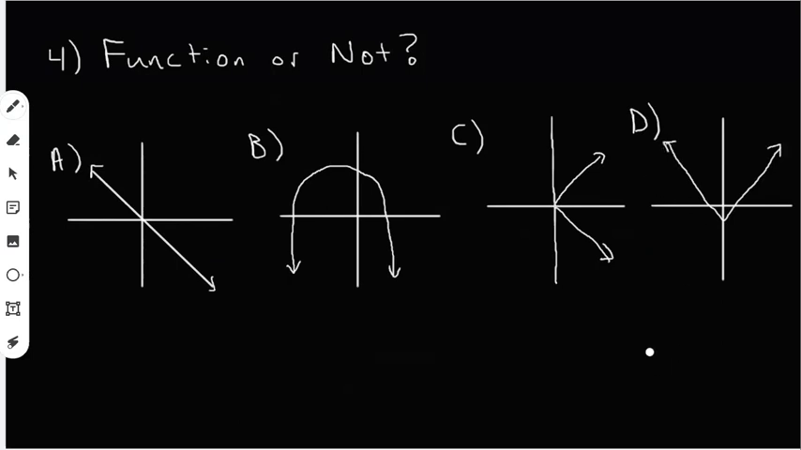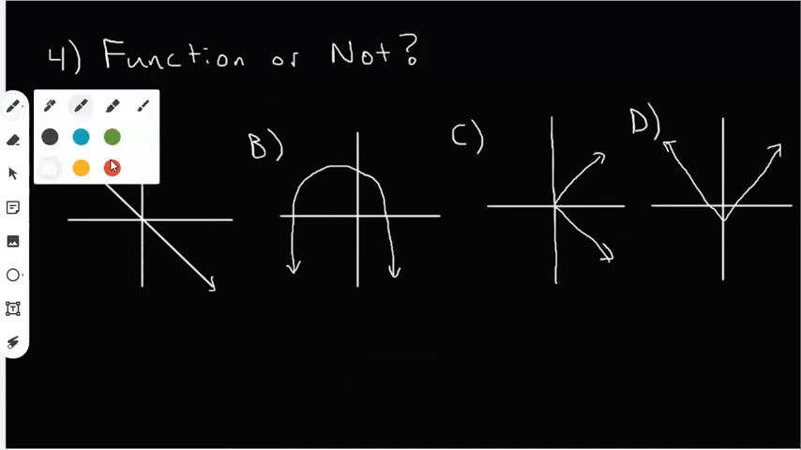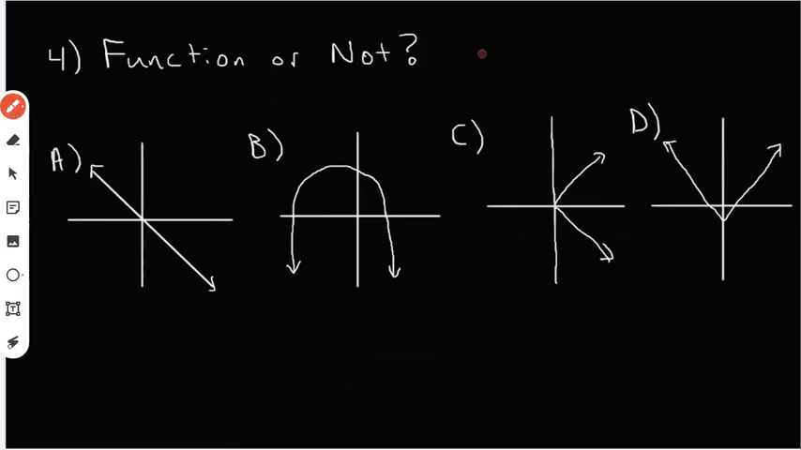So what we're going to do with these four graphs is identify which ones are functions and which ones are not functions. Now, we're going to be using the vertical line test, or the VLT, as I like to call it. Right, Coach? Yes. We're going to be using the vertical line test on all four of these graphs.